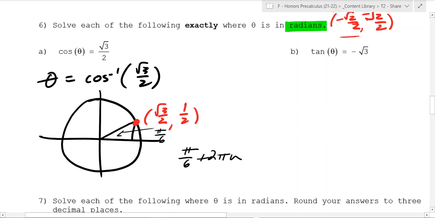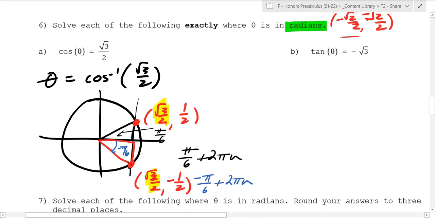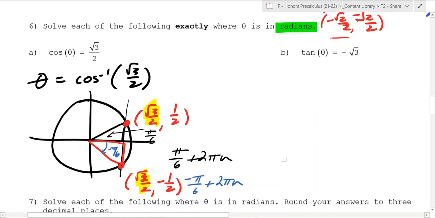But then where else is the x value equal to root 3 over 2? Well, it's also going to be at this reflected triangle right there. And that coordinate right there is going to be, again, root 3 over 2, comma, negative 1/2. So it has the same x value right here, but this angle right here is negative pi over 6. So the other answer is going to be negative pi over 6 plus 2 pi n. It rotates every 2 pi n.